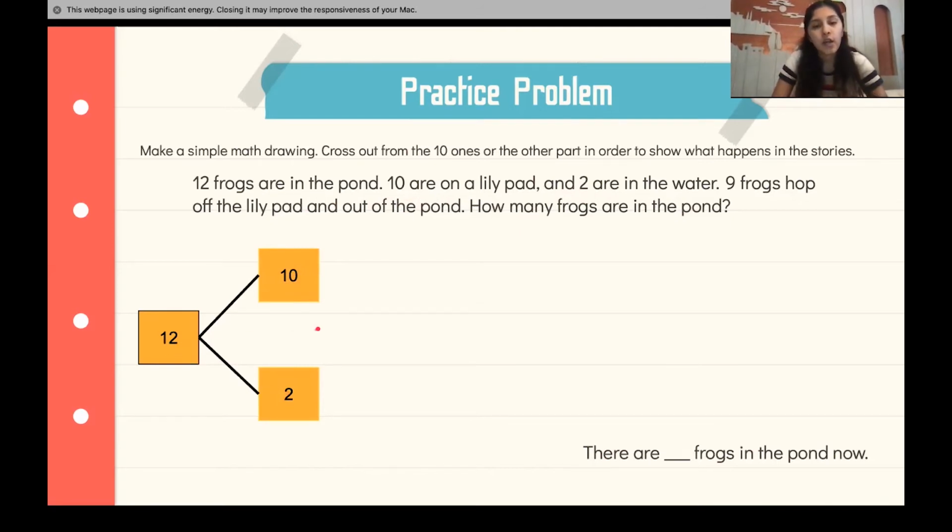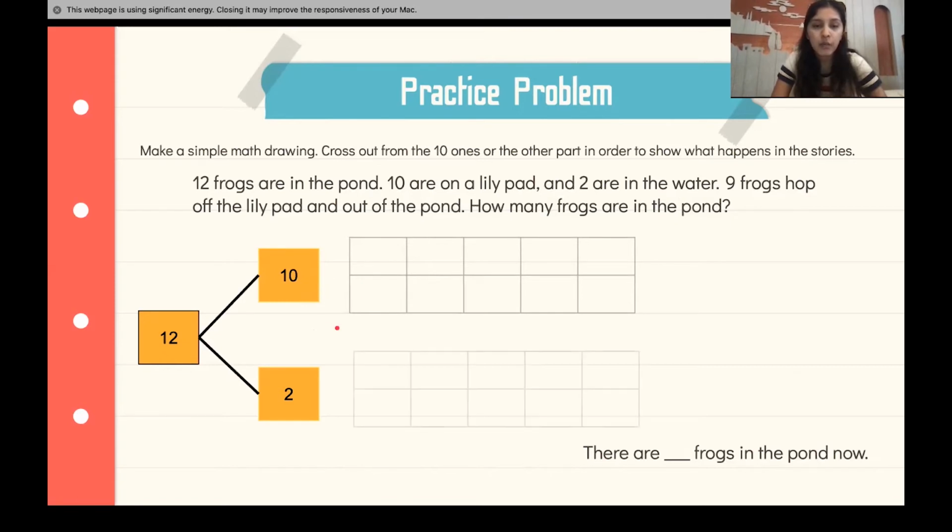Okay, so now we're going to use our tens frame, right? So here's our 10 frame. We're going to use this one for the 10. And then we're going to use this 10 frame for the 2. So if you want to go ahead and make your 10 frame, you can go ahead and pause the video and unpause it when you're ready. Okay. So now that I have my tens frames, I'm going to go ahead. What do we do next?